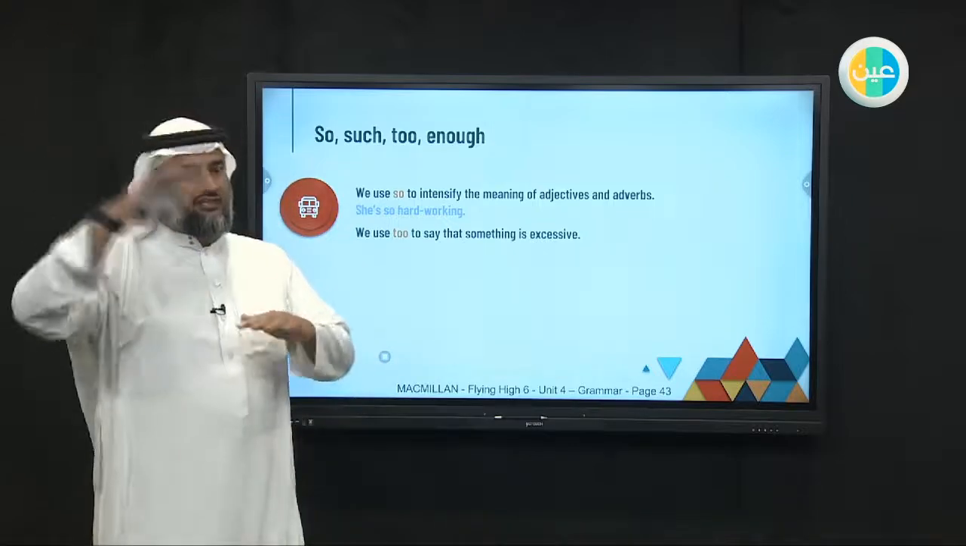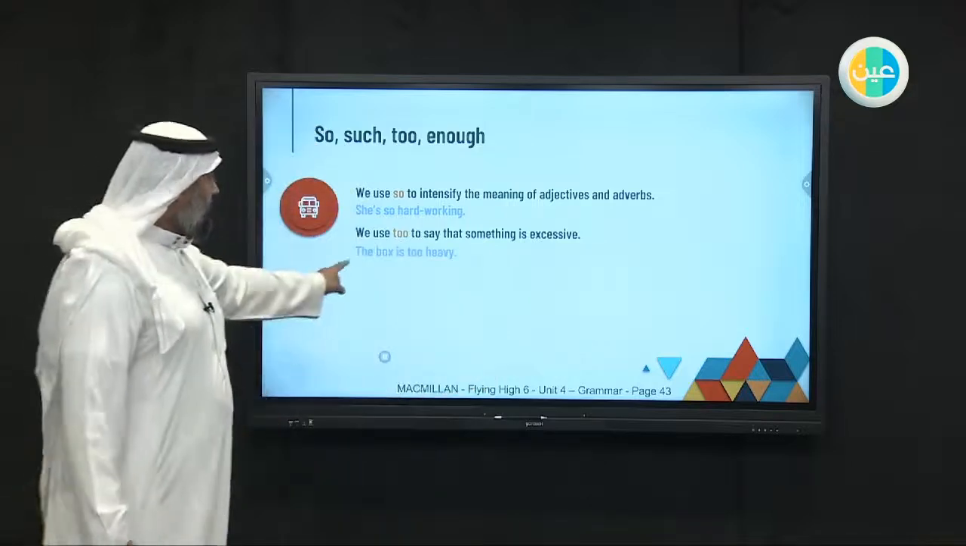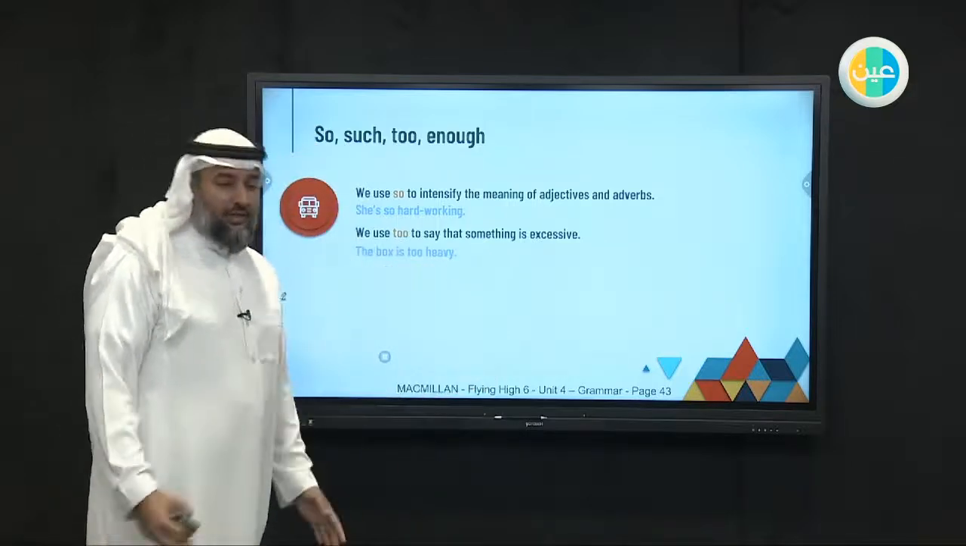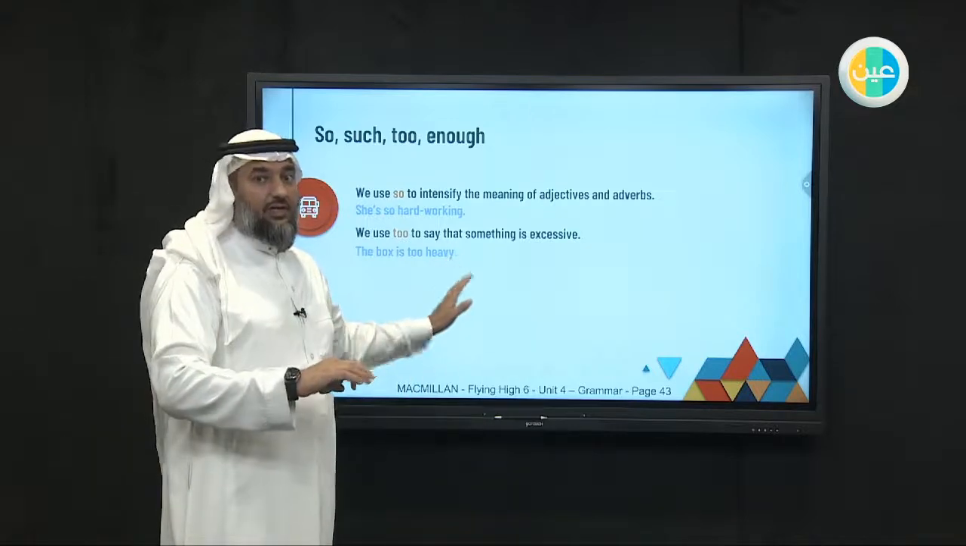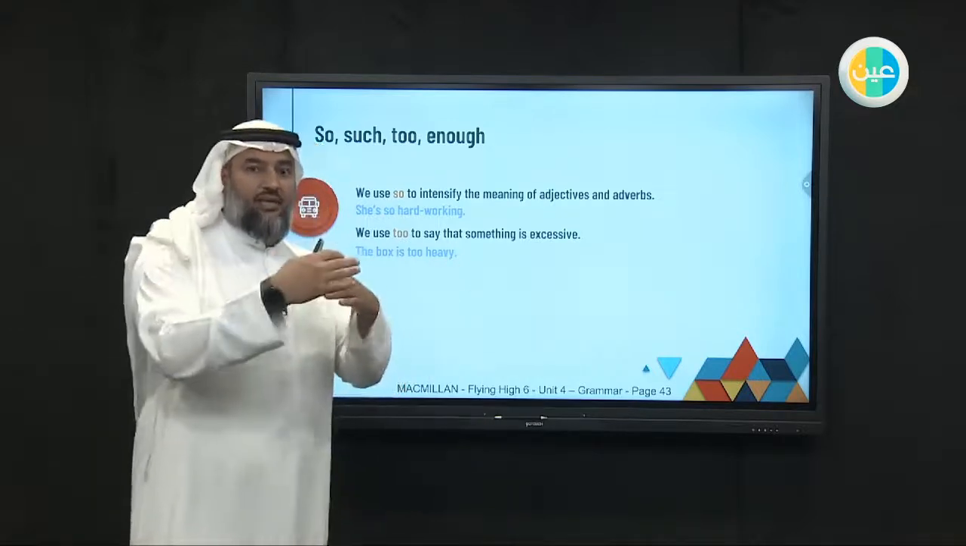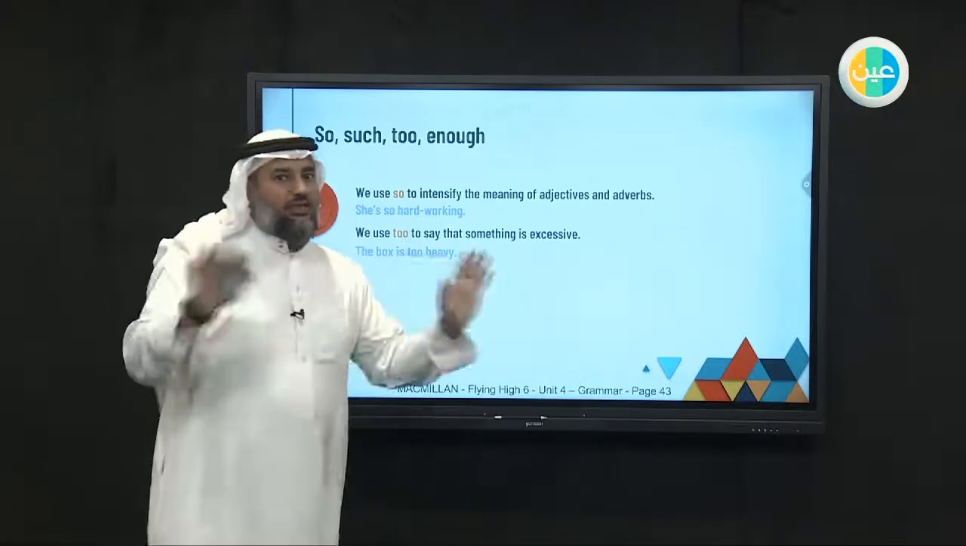Now we use too to say that something is excessive. Excessive, it's more than necessary. It's too much. I cannot do it. Okay, for example, the box is too heavy. It's heavy, I cannot lift it. It's too heavy. It's different from very. If I say it's very heavy, that means I can lift it. But if I say it's too heavy, I cannot do anything about it.